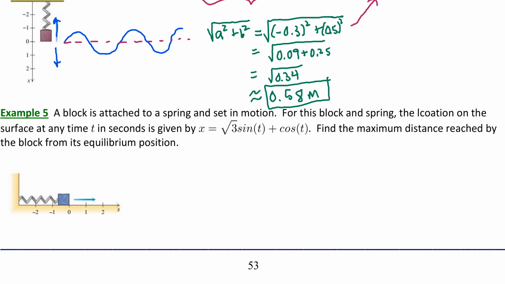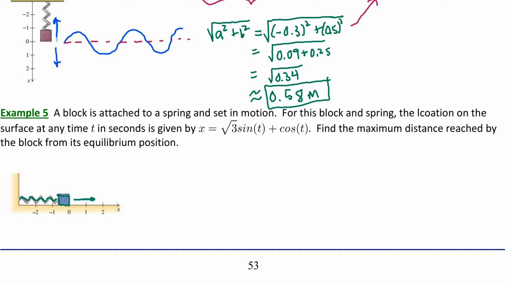Example 5 says a block is attached to a spring and set in motion. In this case, the spring is attached to a rigid wall, and the mass is allowed to oscillate on a frictionless surface. So if I pull it this way, the spring is going to pull on that mass and drag it back in this direction. As the spring is compressed, it's going to exert a force on the mass, pressing it back in this direction. So again, the mass is going to oscillate left and right indefinitely.